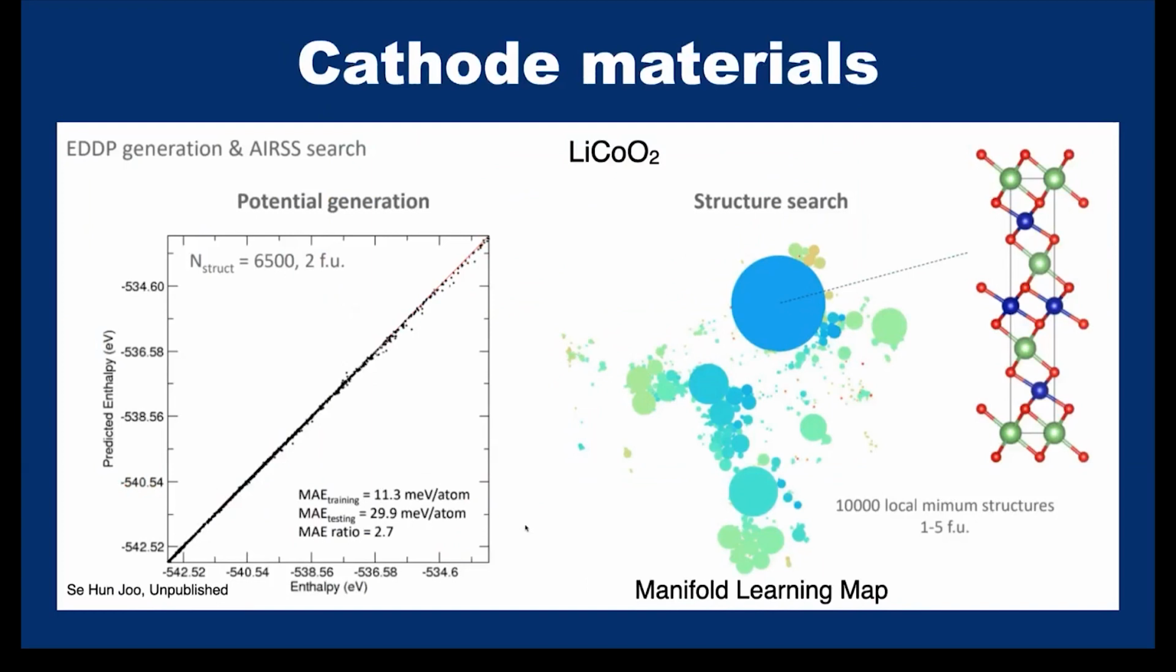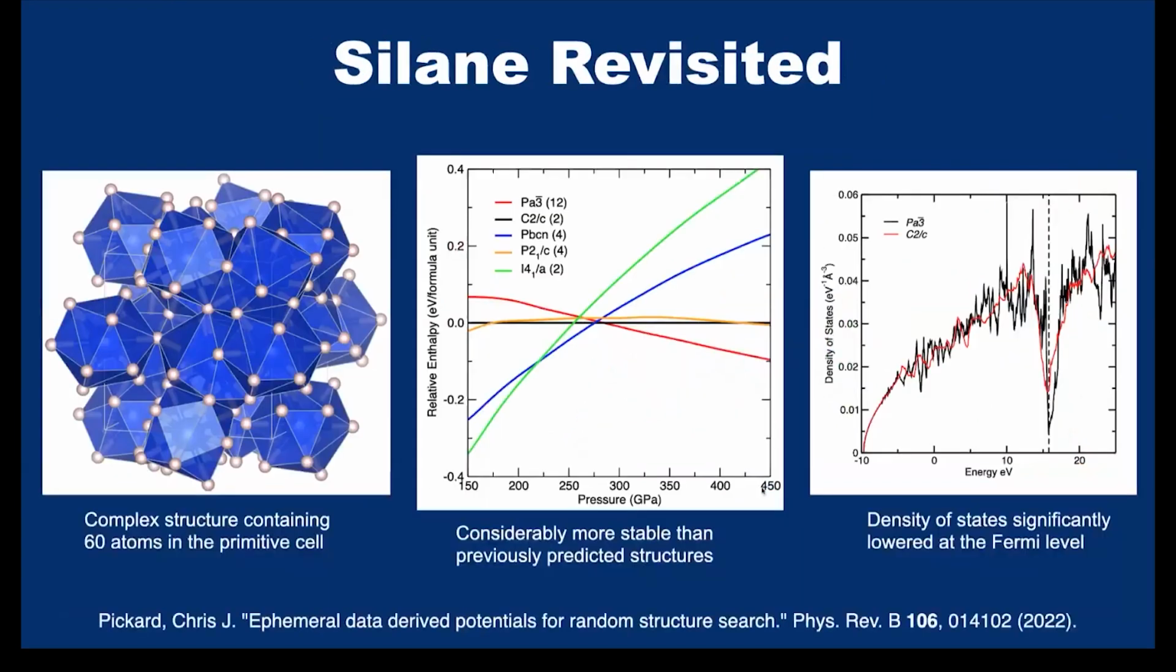So here's just another example. This was some work by Si-Hun Ju, one of my postdocs, who's working on using this for searching for new battery cathode materials. This is testing on a very well-known lithium cobalt oxide, but it shows everything together. We're doing random structure searching, we're making machine learning potentials, and then we're using these manifold learning maps to look at the data as we go along. This is our modern workflow now in the group, with multiple levels of machine learning that are accelerating and helping our visualization.